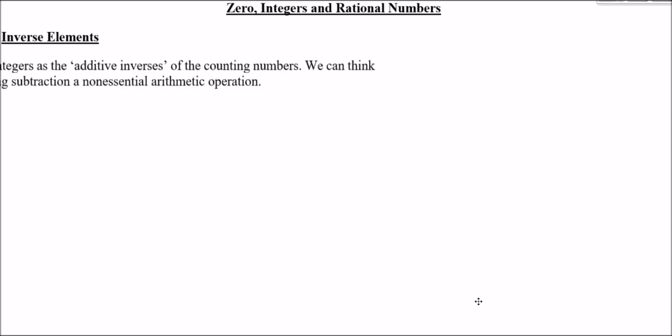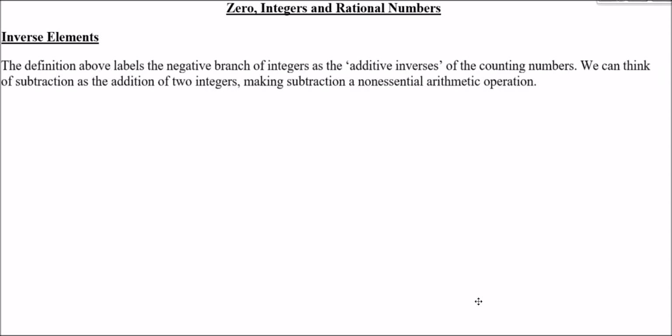So next, I need to mention something about inverse elements. The definition from before labels the negative branch of integers as the additive inverses of the counting numbers. We can think of subtraction as the addition of two integers, making, in a sense, subtraction a non-essential arithmetic operation. Just to take an example, we could think about 9 minus 13, where 9 and 13 are natural numbers. We can think of this instead as 9 added to the negative integer, negative 13. So 9 added to negative 13 would give us -4, which is the same result as if we were to do 9 subtract the positive natural number 13.